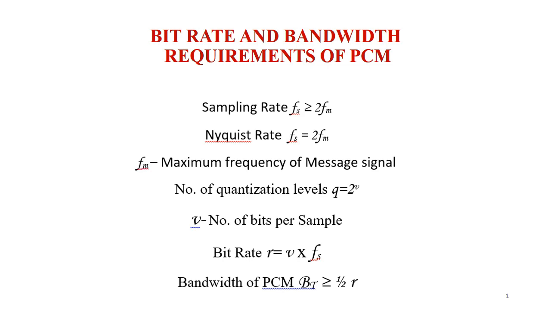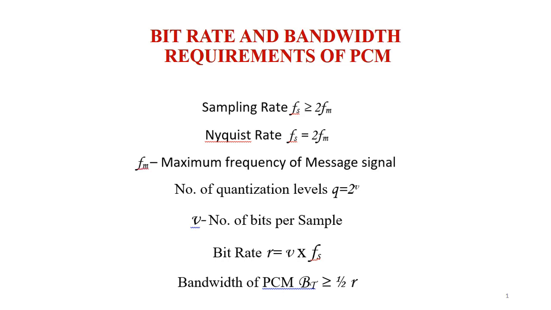By using these two parameters, we are able to calculate the bit rate. Bit rate R is equal to V into Fs. V represents the number of bits per sample, and Fs represents the number of samples per second. If you multiply them together, you get the bit rate.